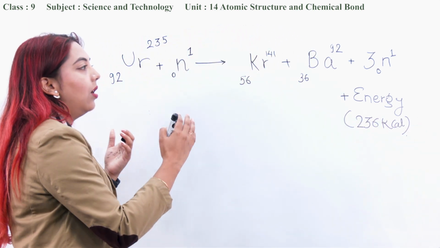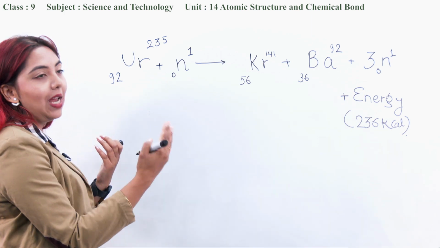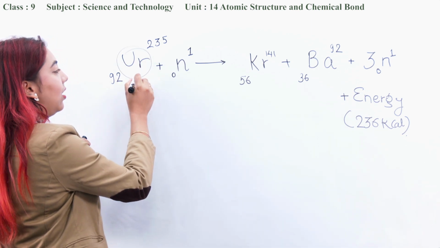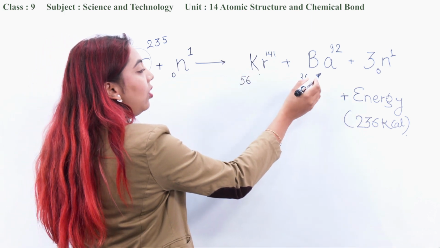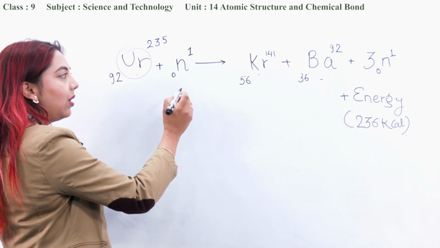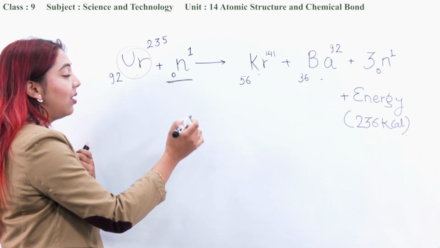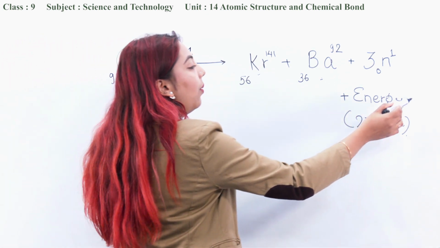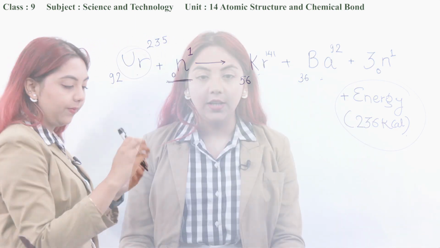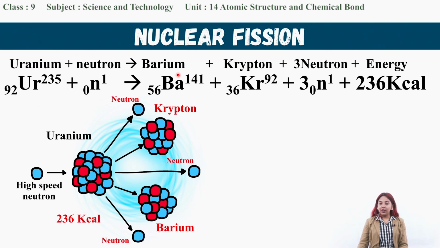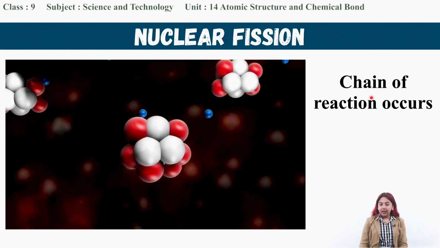So this reaction is an example of a nuclear fission reaction in which a heavy nucleus of uranium splits into two smaller nuclei of krypton and barium when it is bombarded with a high-speed neutron, and it releases a high amount of energy as well. Now let us see this reaction again.